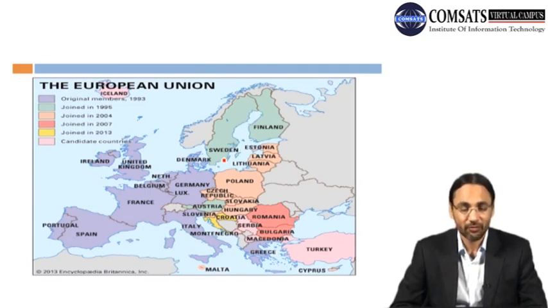Later on, 5-6 countries joined in 2004, which include Estonia, Latvia, Lithuania, Poland, Czech Republic, Slovakia, and Hungary. These are the countries who joined the EU in 2004. And 2 countries joined in 2007, which were Romania and Bulgaria. And Croatia joined in 2013. The candidate countries at the moment who are willing to join the European Union are Iceland and Turkey.